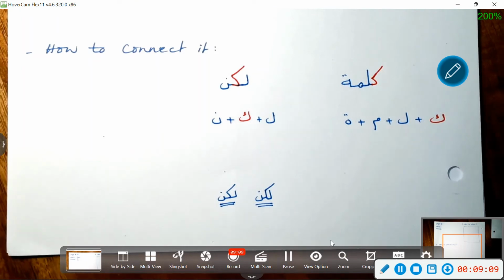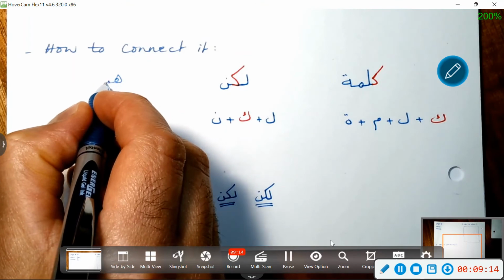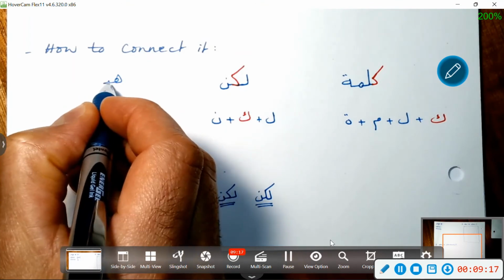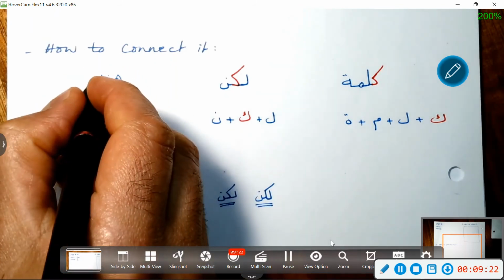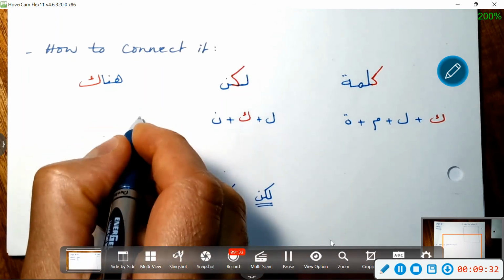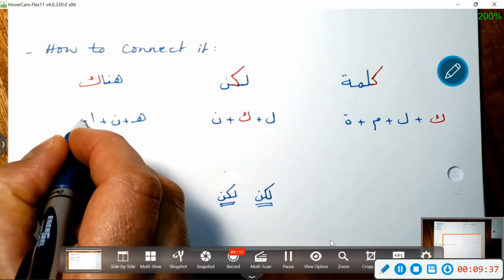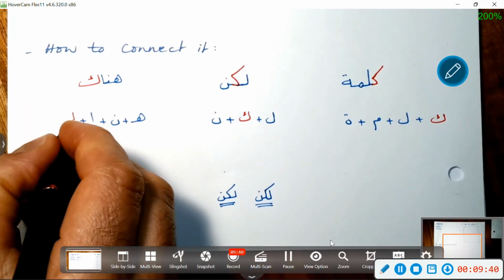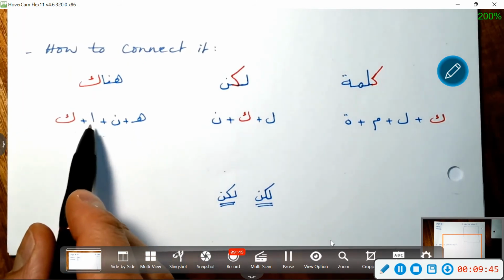Now the last word is hunak. This is the first time we write the letter ha. So at the end of the word, the kaf remains as it is. We have ha plus noon plus alif plus kaf. Ha, na, a, ka. Hunak.